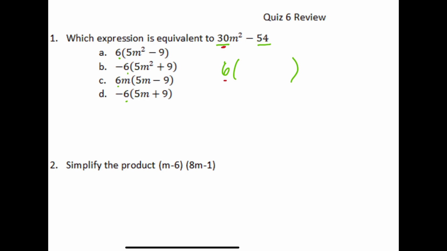Okay, so 30 divided by 6 is 5, so we write a 5. We didn't take out any m's, so we write m squared. Now, what's negative 54 divided by 6? That's negative 9. And so we can see that our answer is letter A.